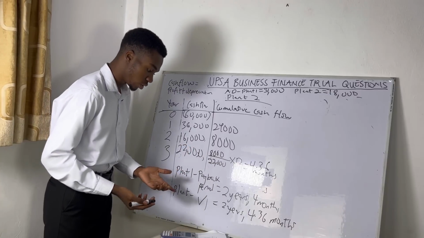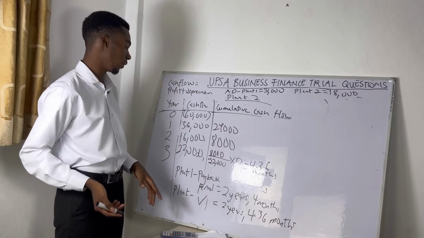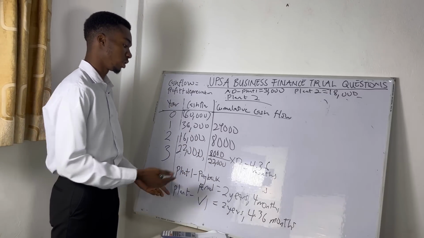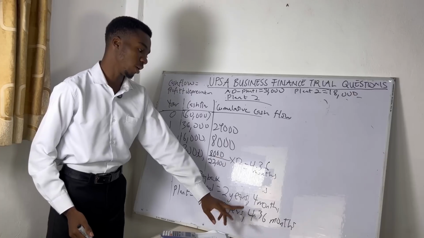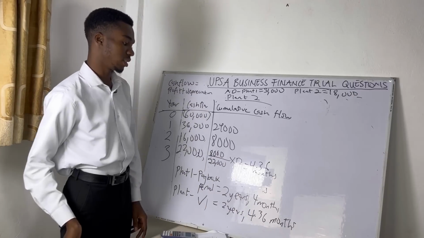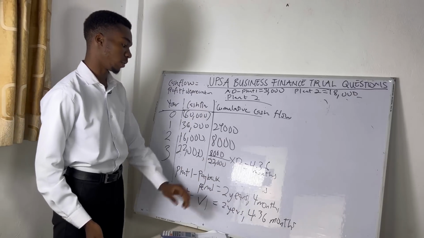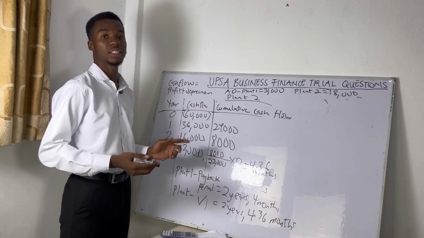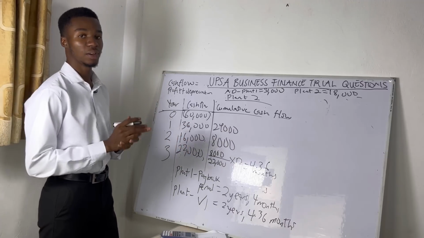So the question didn't ask which one you should choose, but assuming it asked you, you would have taken plant 1 over plant 2 because it took a shorter time. This one took 4.36 months, so plus some additional days, but this one just took 2 years, 4 months. You get it? So yes, that's how we calculate the payback period. So now we are done with the payback period.